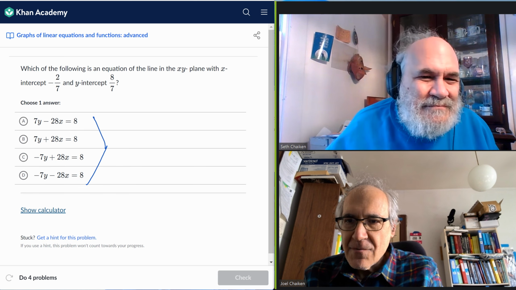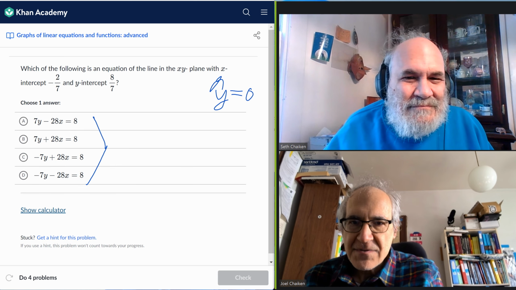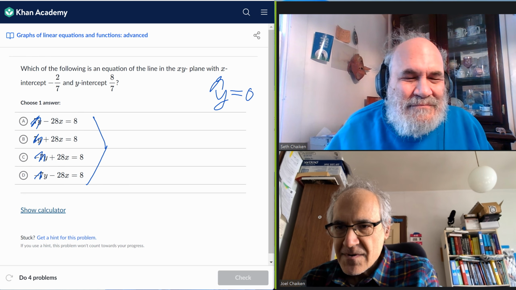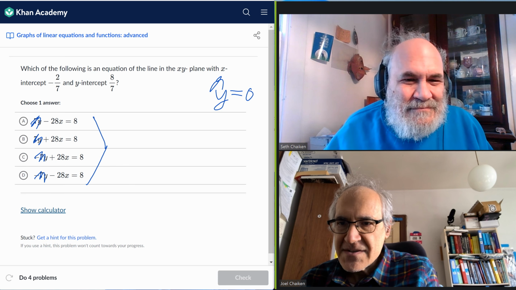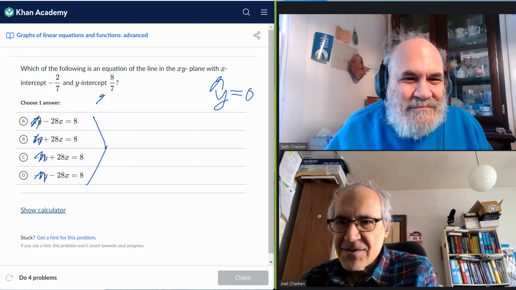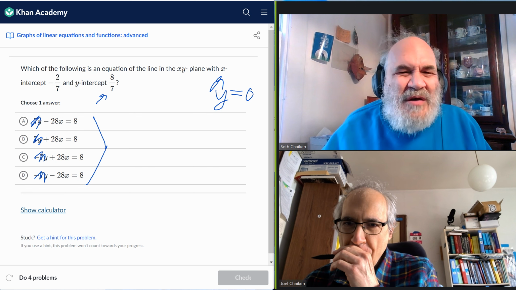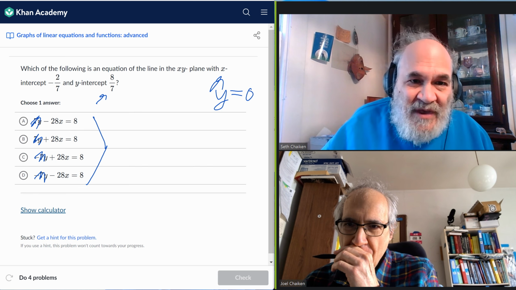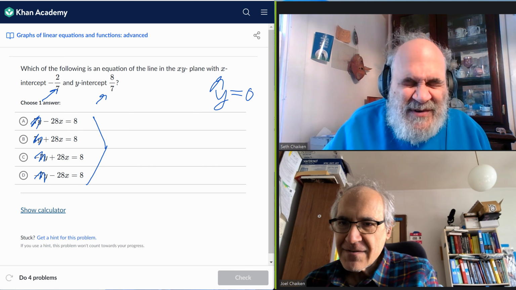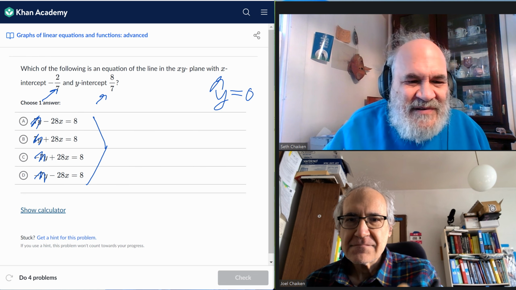That's tempting. We could say the x-intercept is when y is equal to 0. Great. When y is equal to 0, we blow these off. And the x-intercept is therefore 8. No, they tell you the x-intercept is -2/7. The trick in this question, you have to pay attention. The x-intercept, -2, is the one that's first. That's -2/7.